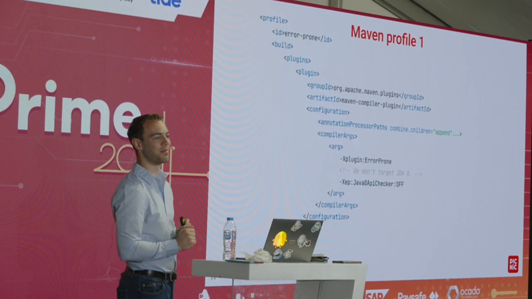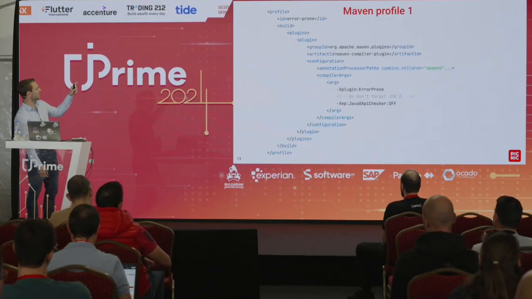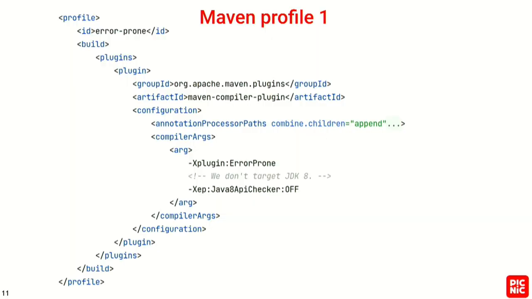Let me first show you the example of the profile. So this is the error prone profile, where we are going to extend the Maven compiler plugin and add some configuration that we see here. And what we basically say is that we want to add some compiler arguments. And with the -Xplugin:ErrorProne, we enable error prone. And after that, we can configure error prone just how we want it to be. In this case, we don't target JDK 8, so we want to say, hey, please disable the Java 8 API checker. Just a simple example, but here you can do many different things.